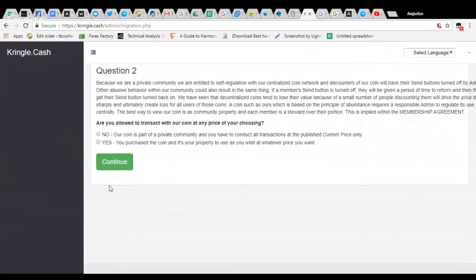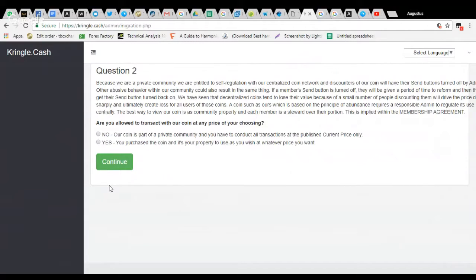The second one, because we are a private community, we are entitled to self-regulation with a centralized coin network, and discounters of our coin will have their send button turned off by admin. Otherwise, abusive behavior within our community could also result in the same thing. If members' send button is turned off, they will be given a period of time to reform and then get their send button back on.